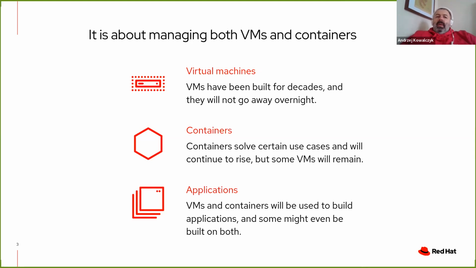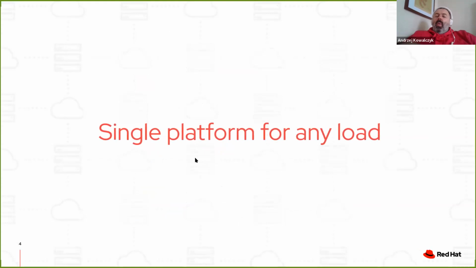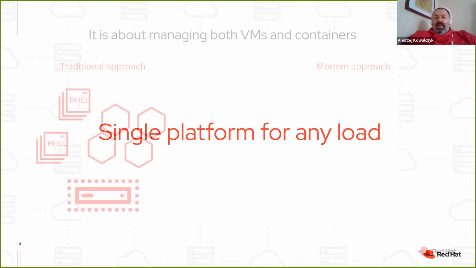What is important is that a virtual machine is treated in the same way as a containerized application. So you can exchange information between containers and VMs, because it runs on the same platform and uses the same network. In Openshift you have a software-defined network, so you can easily connect microservices with legacy applications. This is the new trend: one single platform for any load, for VMs, for services, and also for containerized applications.